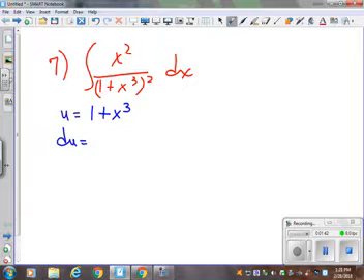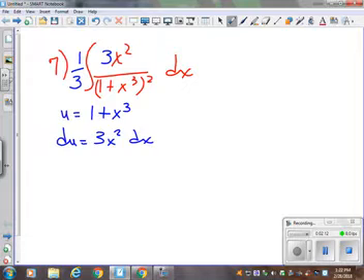The 1 drops off because it's a constant. 3x squared is the power rule, dx. Because you put the power in front and take 1 off. Now I look at my problem to see, do I have any pieces of du in it? Yes, I do. I have some of it. I have a dx over here, and I have an x squared that's all by himself up here. That's right. I got to add the 3 to it and put the reciprocal out here.